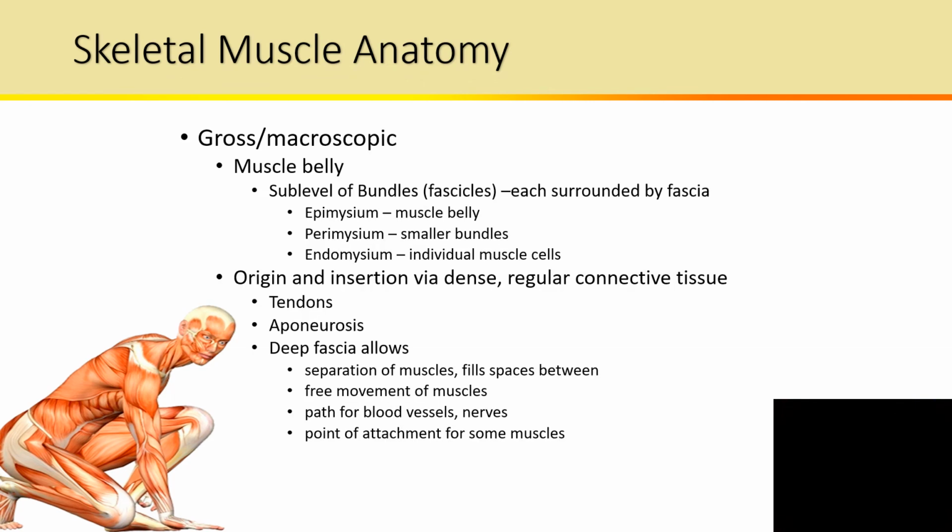A little bit about skeletal muscle anatomy. Grossly, when I look at a muscle, the biggest portion in the middle is called the muscle belly. Okay, and this muscle belly is actually a series of different bundles of muscle fibers, and we have sort of a hierarchy of bundles, going from a larger portion down to the smaller. And when we look at this sub-level of bundles, these bundles are surrounded again by this material we call fascia.